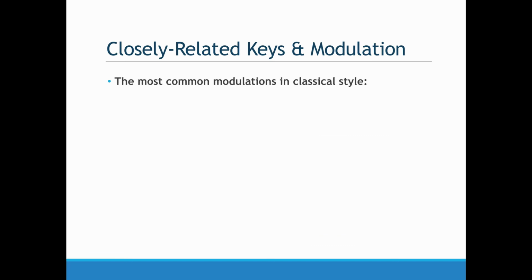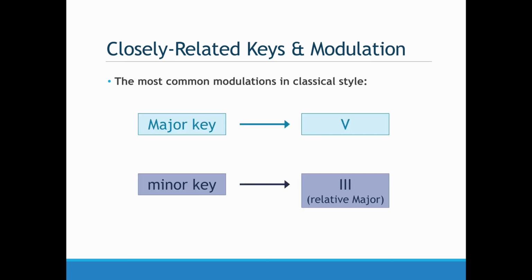There are two particular modulations that are the most common in classical style, and we can consider them the defaults for the sake of analysis. If you're starting in a major key, the most common key that you're going to modulate to is the dominant key. And if you're starting in a minor key, the most common key that you're going to modulate to is the relative major, or, in terms of Roman numerals, the key of 3. These are closely related keys, and it helps to have a really smooth connection between your home key and the next tonal area.